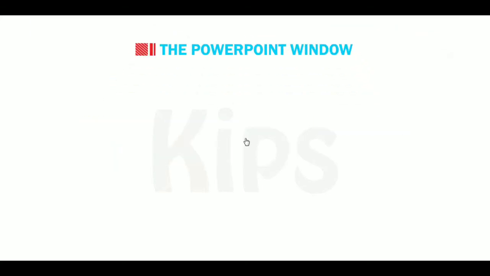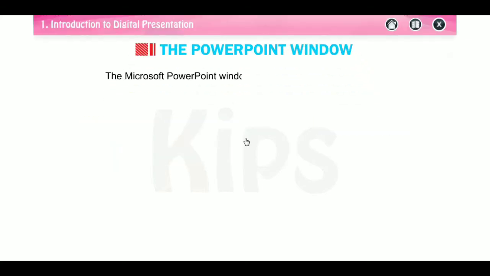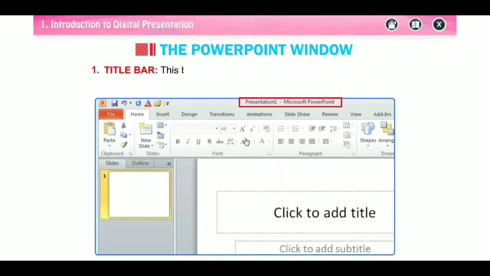Now what does a PowerPoint window look like? A Microsoft PowerPoint window has the following components. First of all, you can see this is the window of PowerPoint, and first of all, we have the title bar. The title bar is displayed, as you can see, in the red colored boundary. This is the title bar.